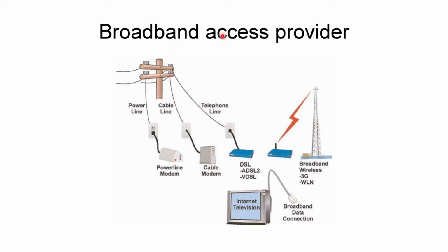Next is the broadband access provider. Who can provide access to this broadband? Either telephone lines, that is digital subscriber lines, synchronous digital subscriber lines, or virtual digital subscriber lines, and that can be given through broadband wireless or 3G wireless networks. Next are cable lines, where cable modems will be there. Then you have power lines. You can get broadband access through power lines with power line modems, and you can connect this broadband data connection to your internet televisions.